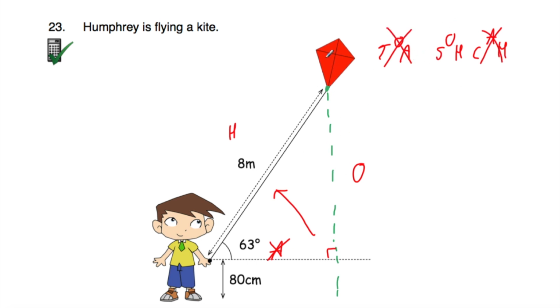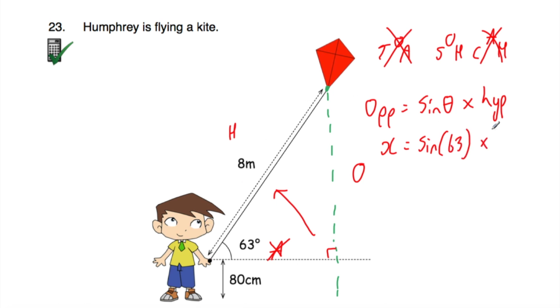So we want to find the opposite, so let's cover up the opposite. The opposite is equal to the sine of the angle multiplied by the hypotenuse. So the sine of theta multiplied by the hypotenuse. Now the opposite, let's just call that x in this case, is equal to the sine of the angle, so that's the sine of 63 degrees, and we're going to multiply that by the hypotenuse, which is 8.